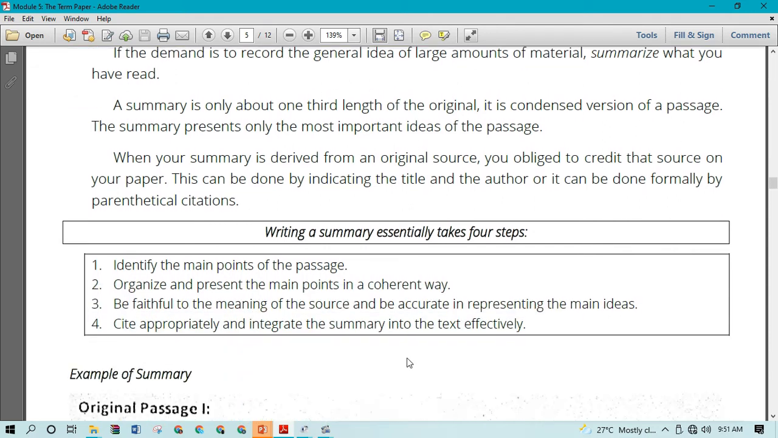Okay, so here are the four steps in summarizing. Number one, identify the main points of the passage. Step two, organize and present the main points in a coherent way. Third step, be faithful to the meaning of the source and be accurate in representing the main ideas. And the fourth step is cite appropriately and integrate the summary into the text effectively.